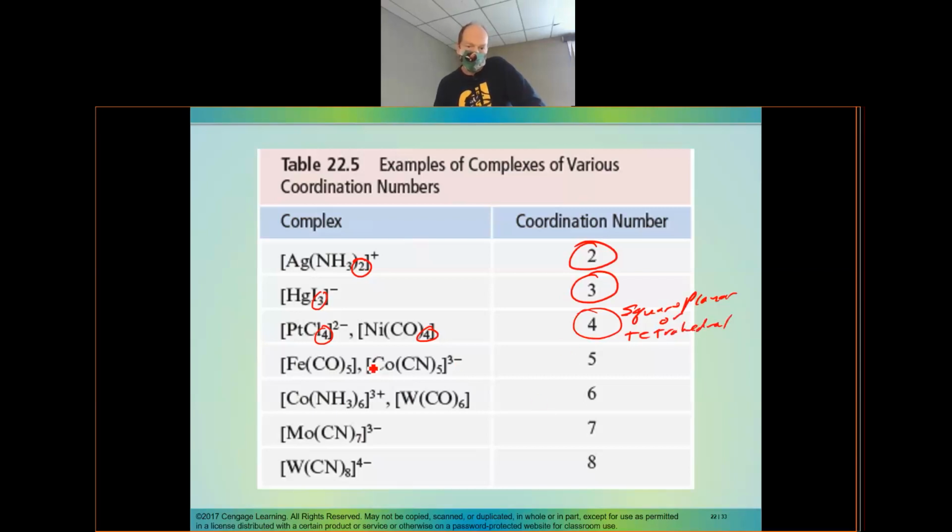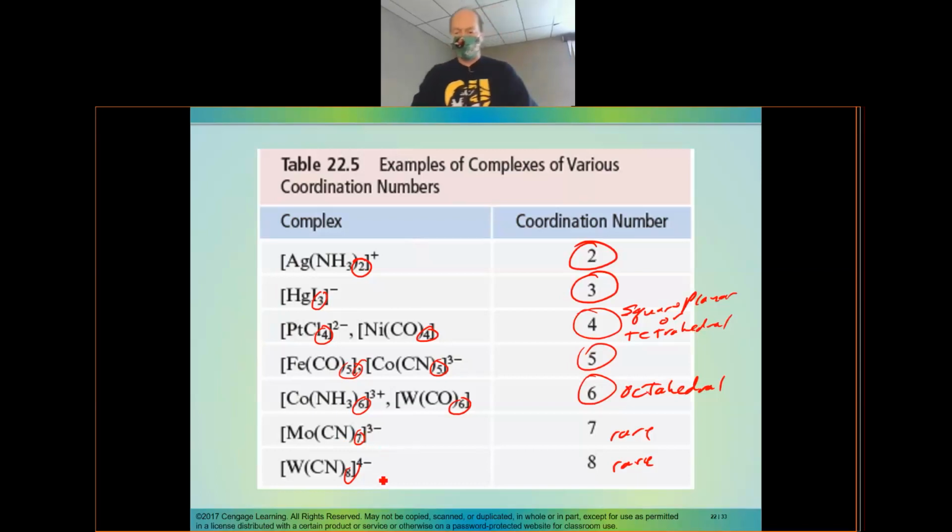All right, here is coordination number of 6. 6 is the other most common. It is the most common. It is octahedral. 7 is rare. 8 is rare. So these are very rare. You've got your pentagonal bipyramidal and your square antiprismatic. You don't need to know that. Those are very rare.